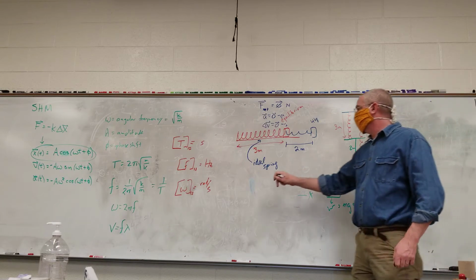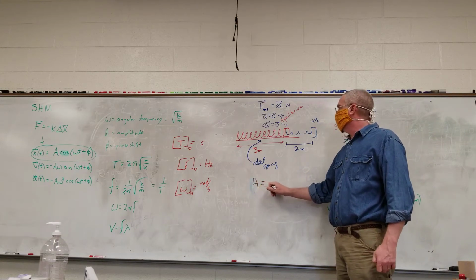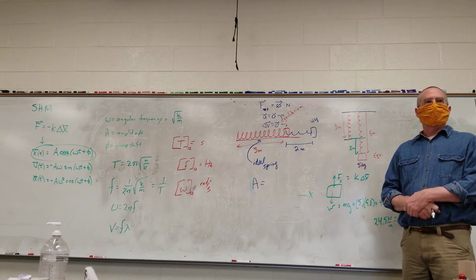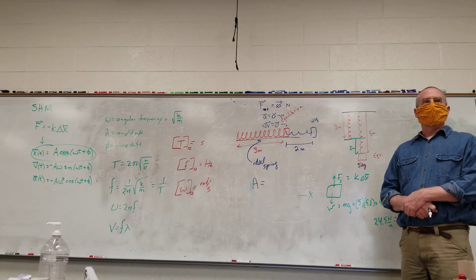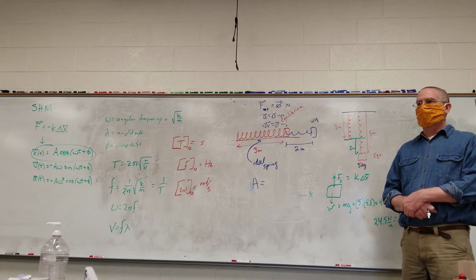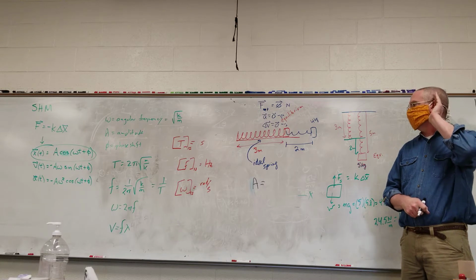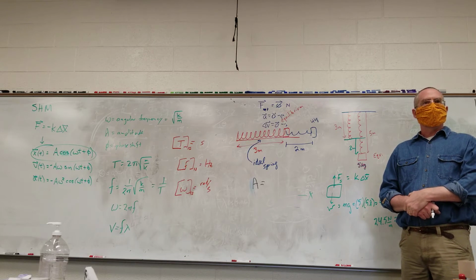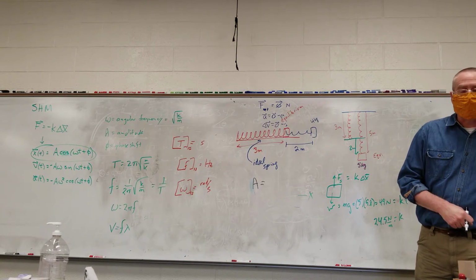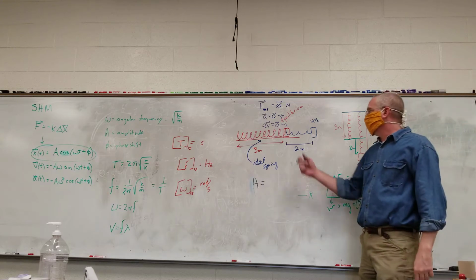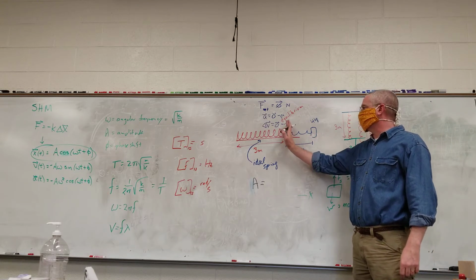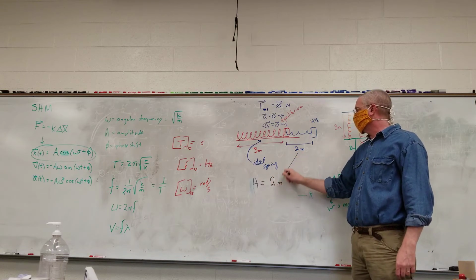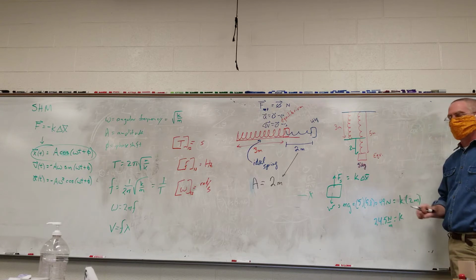So what's A? 5 meters? Nope. Is it 10 meters? I said one more time? 2. Yes, it is. It's how far it stretches from equilibrium, the amplitude. It's going to oscillate back and forth around this point right here. So my amplitude is 2 meters because of that. Not because of this, unfortunately, I used the same number there.